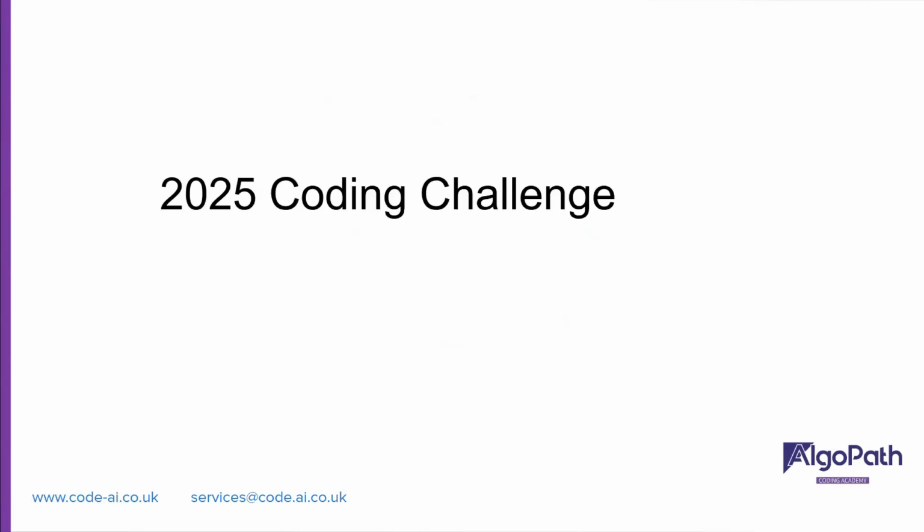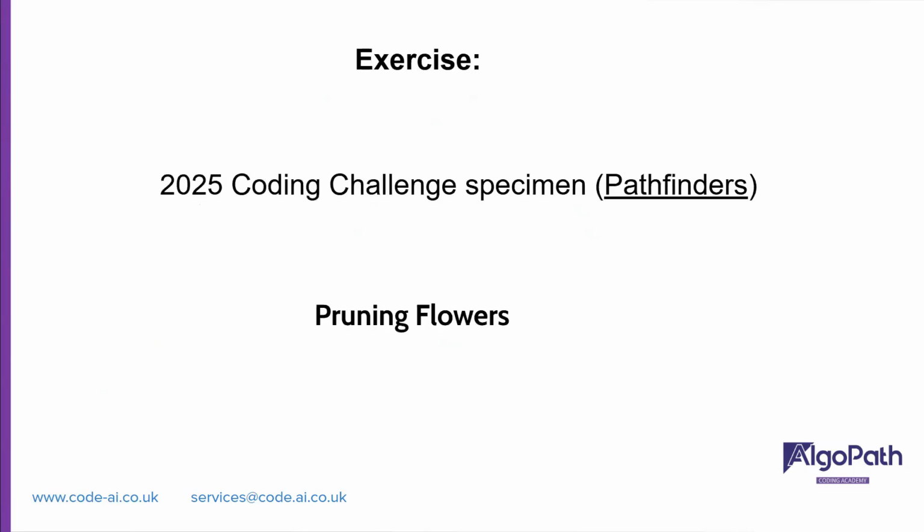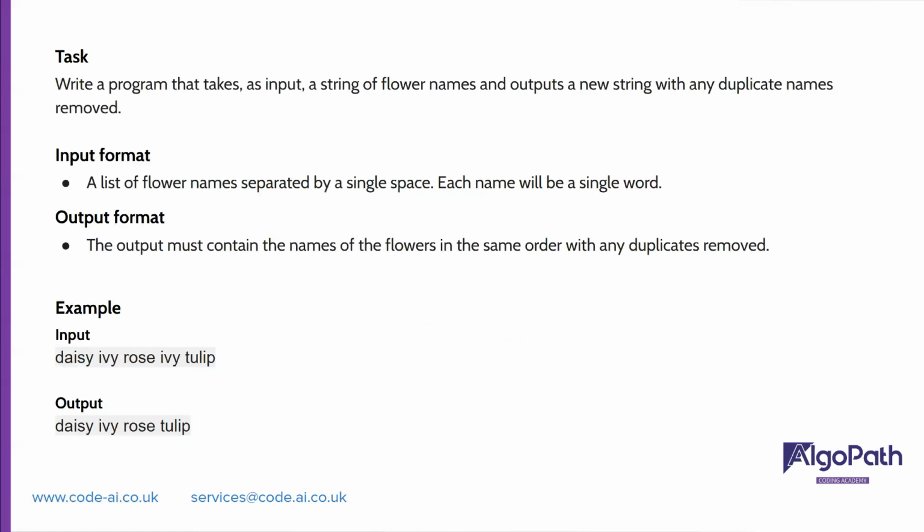For now, let's finish off this video with a coding challenge. And this is going to be directly from Bebras Pathfinders. And this one is called Pruning Flowers. So in this one, we're going to be jumping over to the code again to try to write a program using a dictionary to perform this action. Let's have a look at the task. Write a program that takes as an input a string of flower names and outputs a new string with any duplicate names removed. Oh, that sounds familiar.